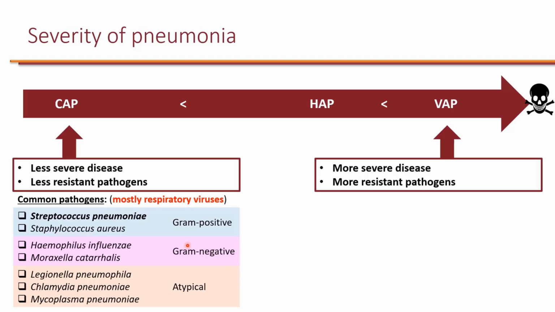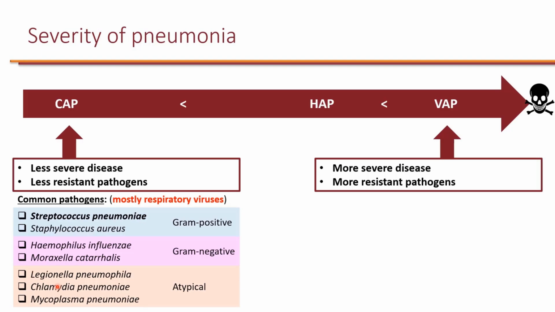Now, there are a couple of gram-negative organisms that are likely to cause CAP: Haemophilus influenzae and Moraxella catarrhalis. Of note, these two pathogens in the United States are likely to produce beta-lactamases, so that's important to keep in mind when we select treatment. And lastly, there are atypical organisms that can cause community-acquired pneumonia, such as Legionella, Chlamydia pneumoniae, and Mycoplasma pneumoniae.